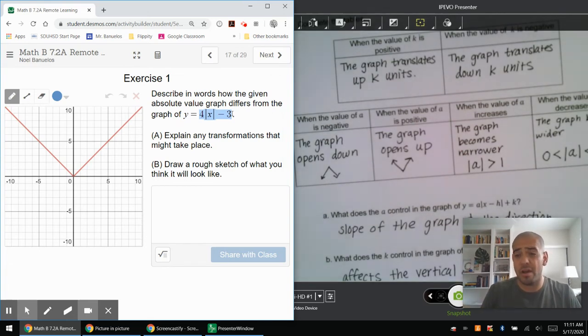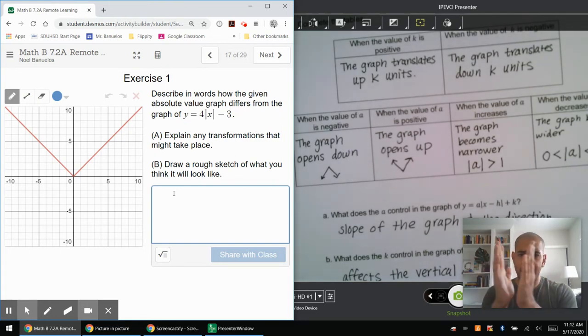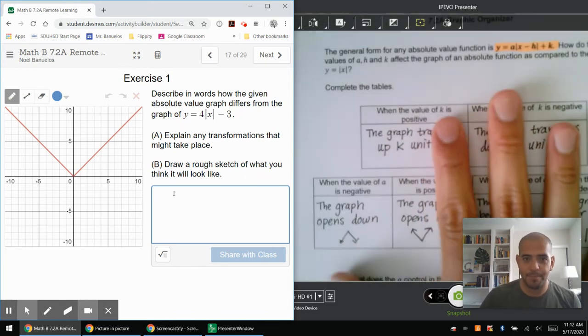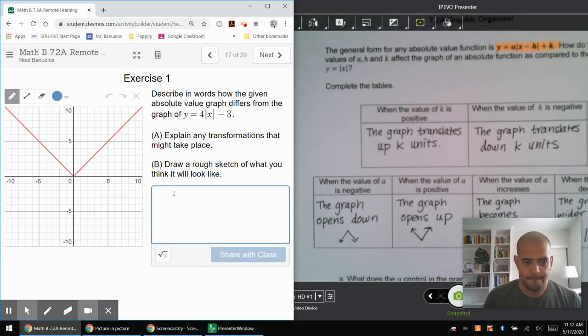What I want you to do is draw a rough sketch, and explain any transformations. What I mean by that: does it get wider? Does it get narrow? Does it shift to the right? Does it shift to the left? Does it move up or down? Then I want you to draw a rough sketch of it. I really want you to think about this. So take a second. This is going to help a lot.